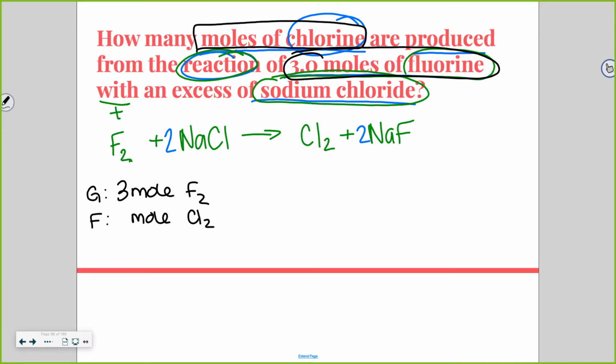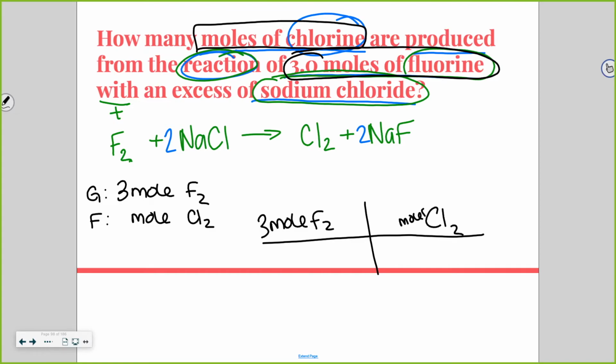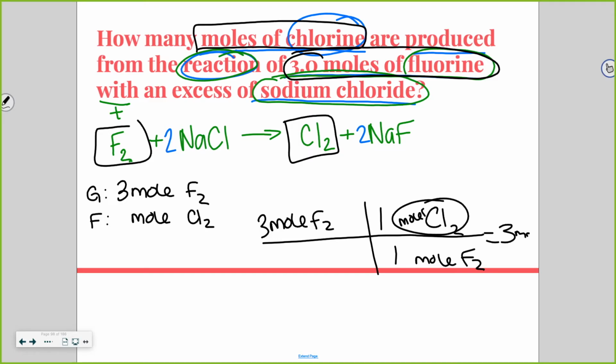All right, so given and find. Let's go ahead and draw our table. What they give us always goes over here, so 3 moles of F2, and I want to find moles of Cl2, and then whatever goes up must come down so that we can cancel moles of F2. So let's find our coefficients. Cl2 is 1, F2 is 1, so 3 moles of Cl2.